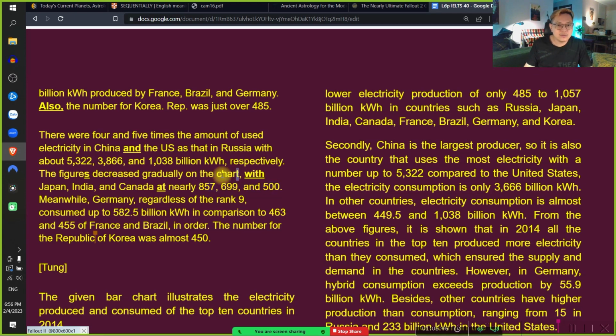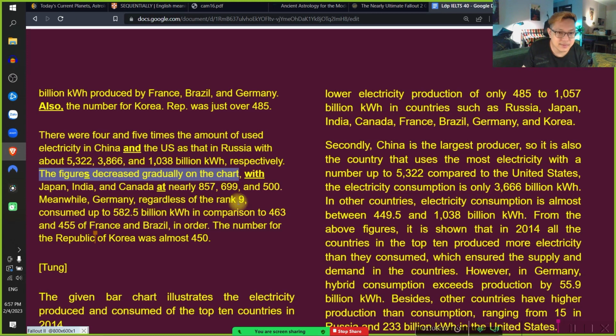If you write clearly that the figures decrease gradually on the chart, people know exactly what you're saying, and they will not get confused about whether it decreases over time or not.